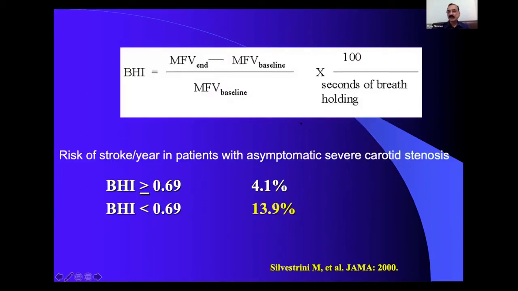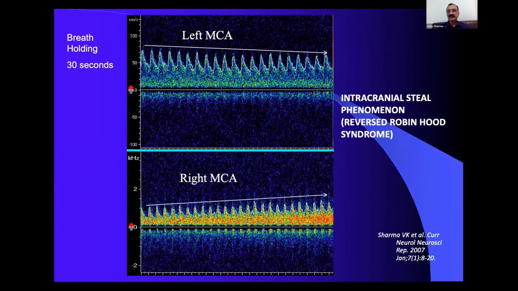This is what we learned from patients with severe asymptomatic carotid stenosis for risk stratification. Is it a high risk patient or low risk patient? The moment the number using this formula goes less than 0.69, you say, I'm going to have a high risk patient in front of me. And this patient is not able to maintain his cerebral autoregulation. He needs other helps from my side.